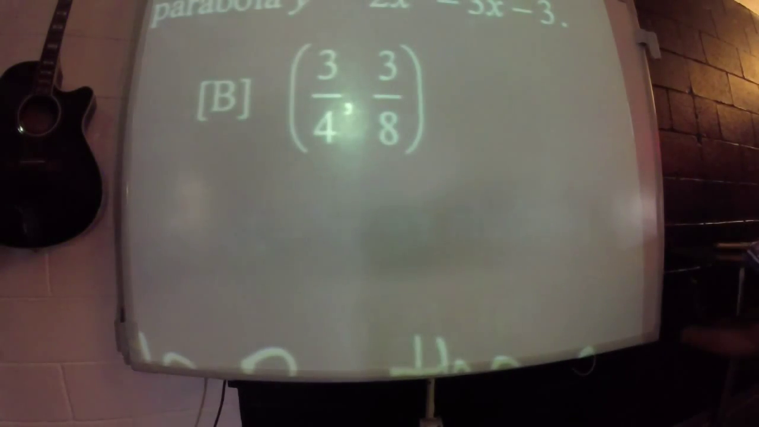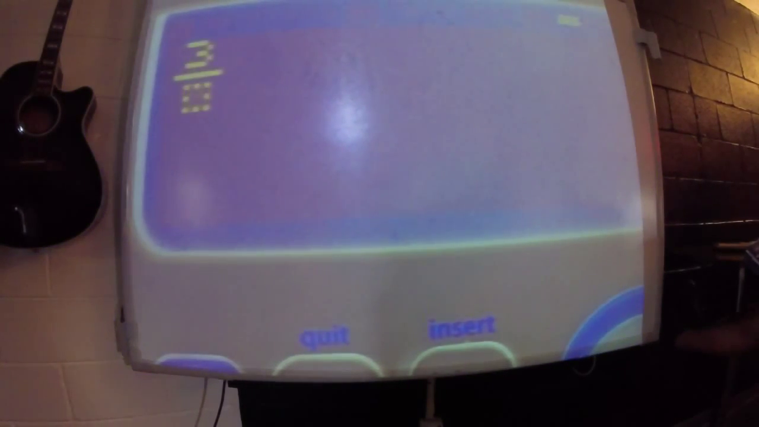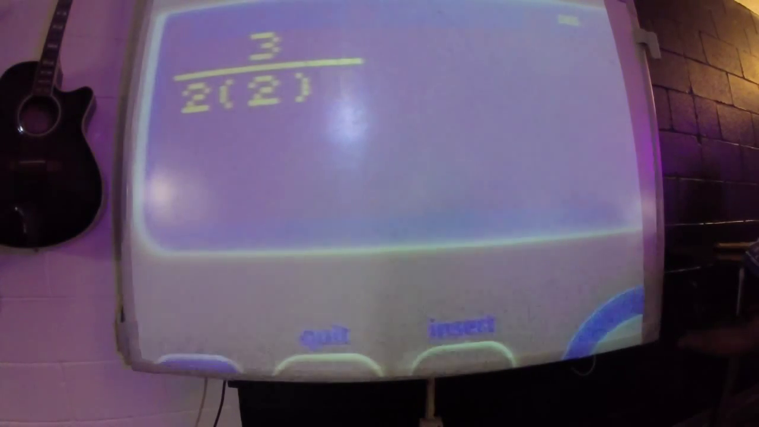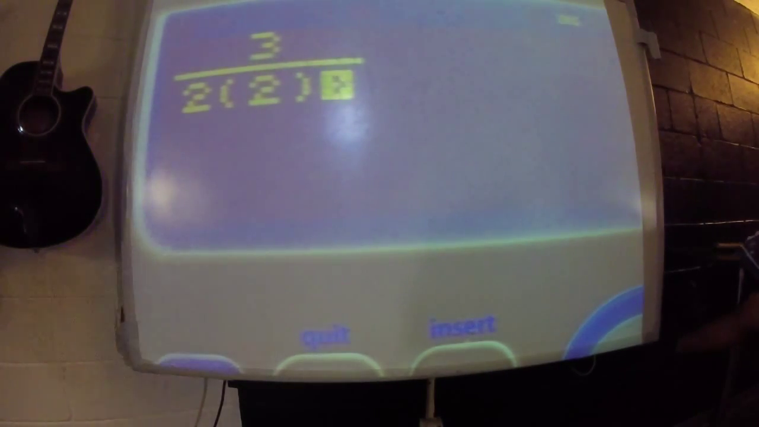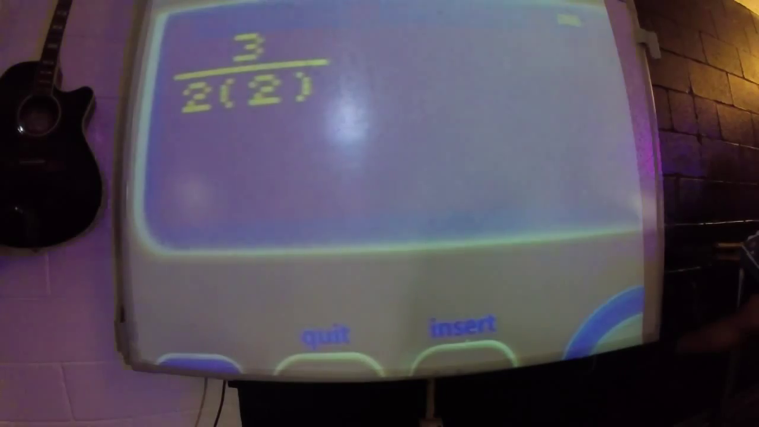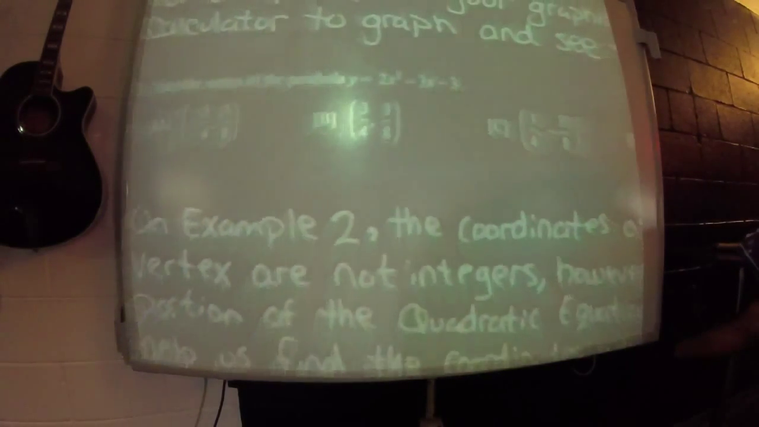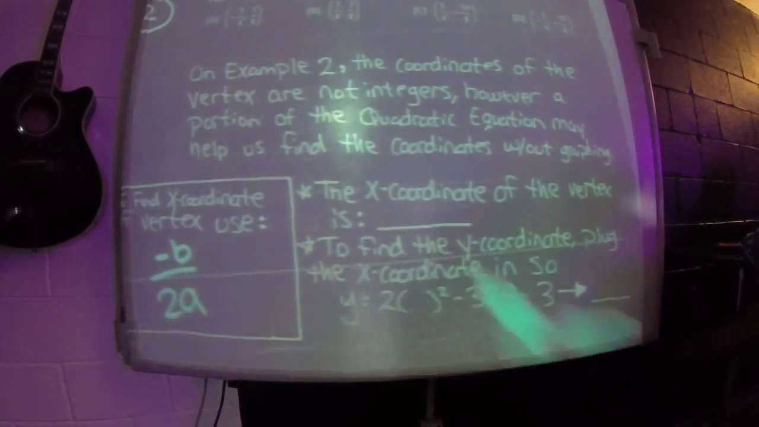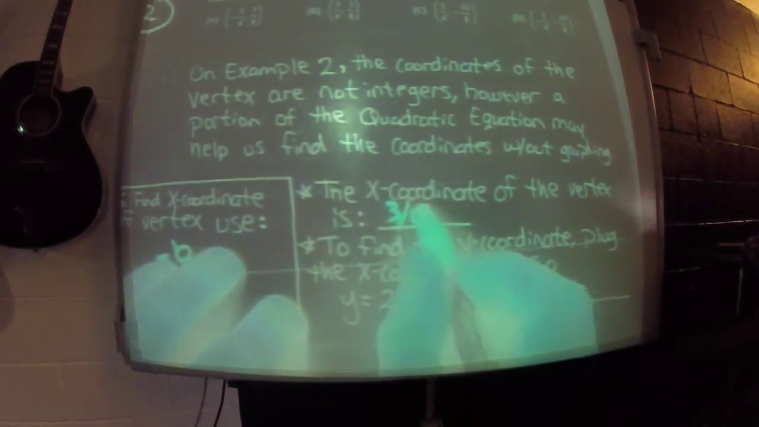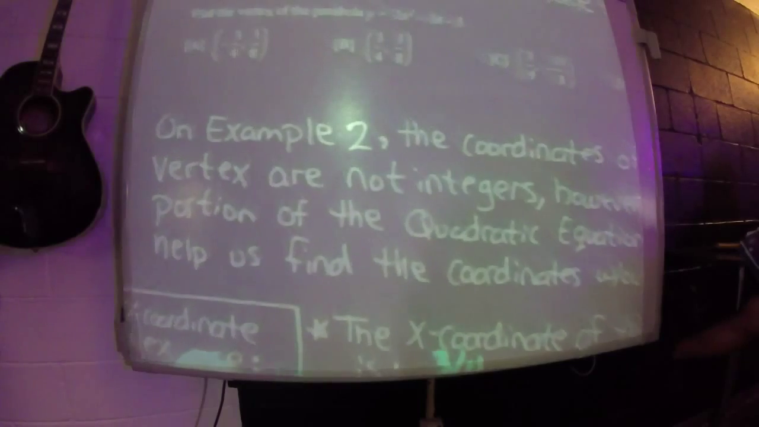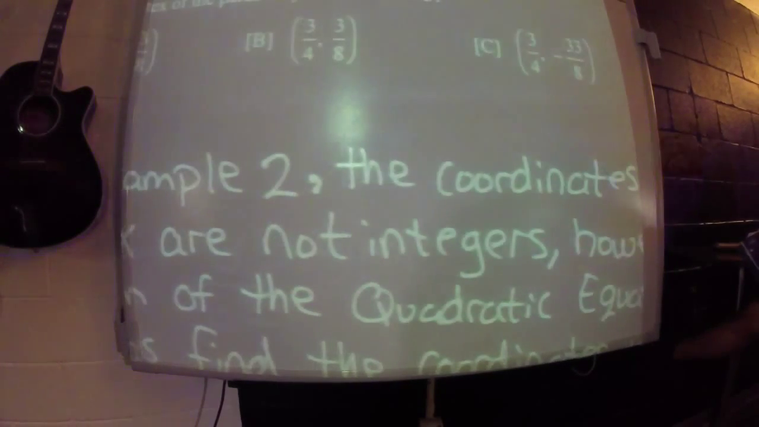Now negative b, since b is already -3, negative b is what? 3 over 2a, so it's 2 times 2. That is going to be the x-coordinate of the vertex, 3/4. So go ahead and write down that blank I got for you that the x part of the vertex is 3/4. How many answer choices do you have as x being 3/4? 2. B and C.